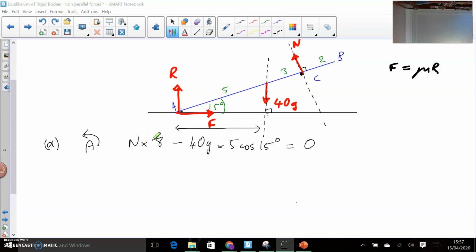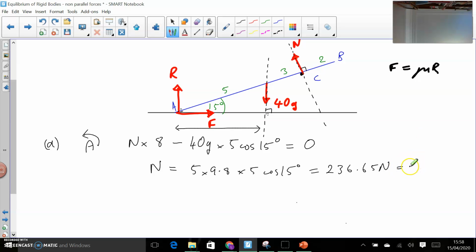So if I divide that equation by 8 and put the 40g times 5 cos 15 on the other side, when I divide by 8 that gives you 5g, which is 9.8 times 5 times cos 15. And that comes to 236.65 newtons. So we'll make that 237 newtons to 3 significant figures.